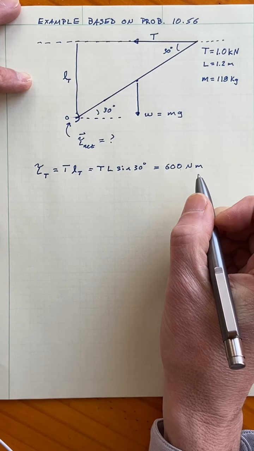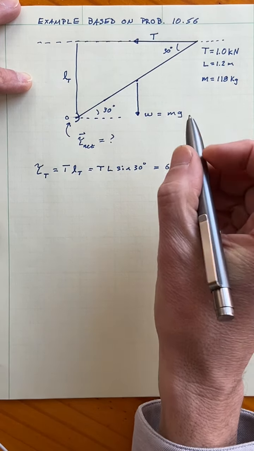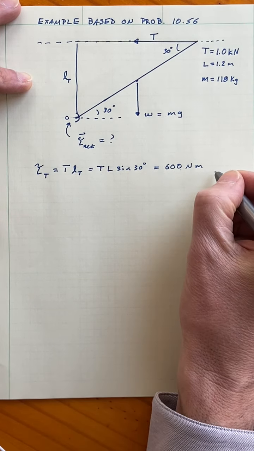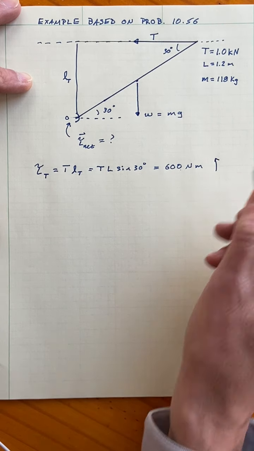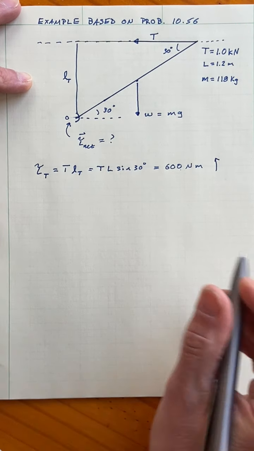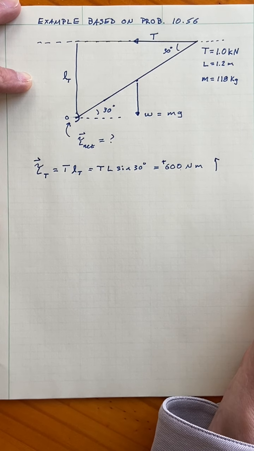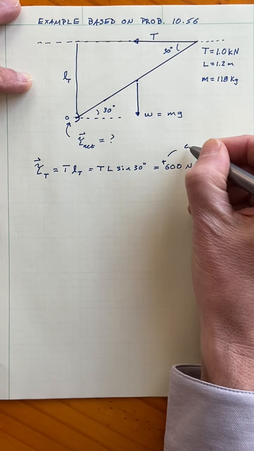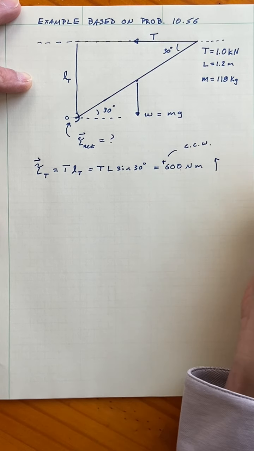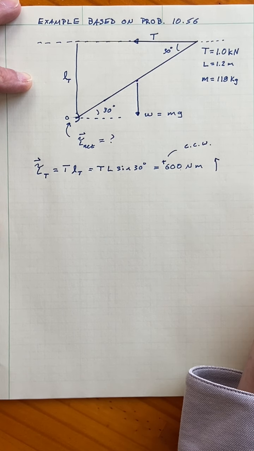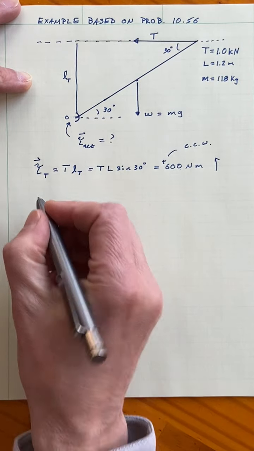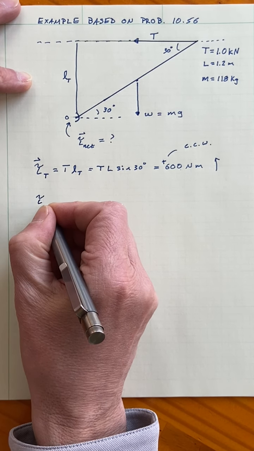Now what's the direction of this torque? Well, if it were left only to that tension force, that would tend to rotate the beam up in a counterclockwise direction. So I'm going to remind myself that that's a counterclockwise torque by putting a plus sign, because we're going to define the counterclockwise direction to be plus. Great. Now let's figure out the torque due to the weight force.